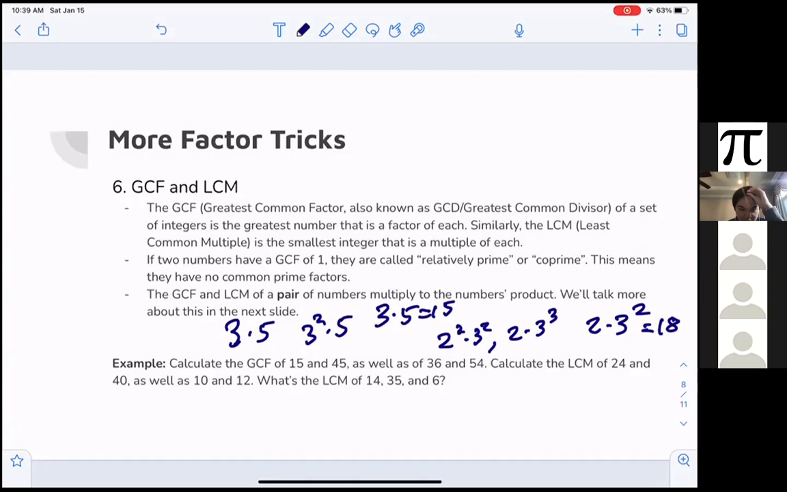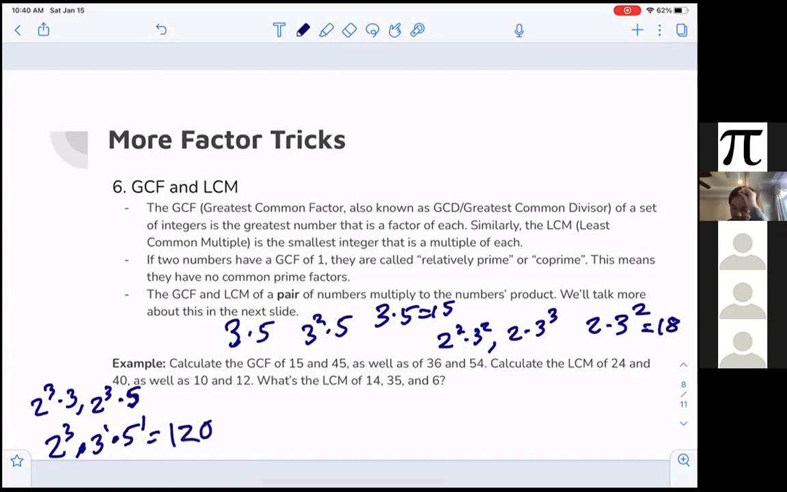LCM of 24 and 40. Well, we take maximum exponents of each: 2 cubed times 3, and 2 cubed times 5. We take the maximum exponent of 2, 2 cubed, the maximum exponent of 3, 3 to the 1, and the maximum exponent of 5. That's 2 cubed times 15, 8 times 15, which is 120. 10 is 2 times 5, and 12 is 2 squared times 3, so the LCM is 2 squared times 3 times 5. That's 60, 4 times 15.